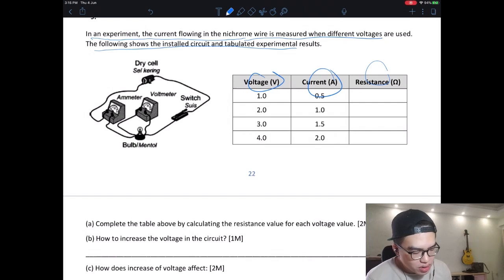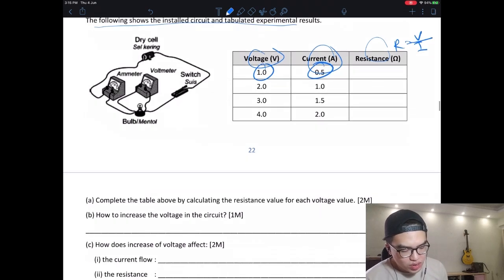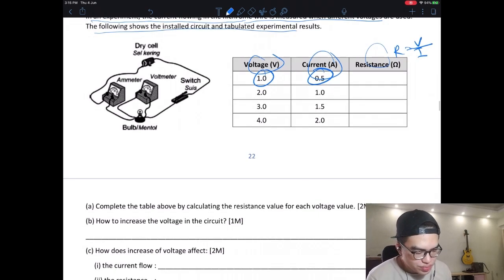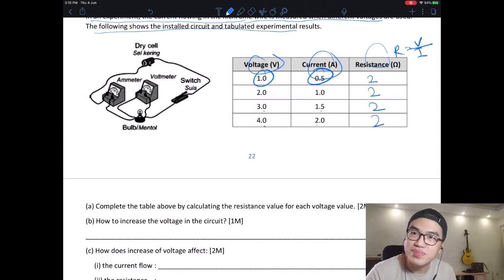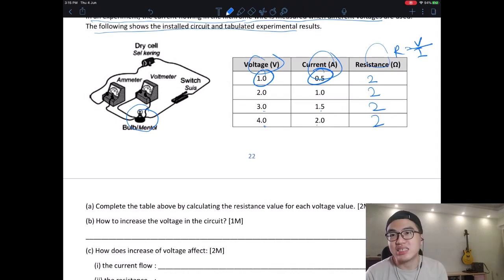Remember R is equal to V over I, which means this divided by this. So 1 divided by 0.5, you should get 2. 2 divided by 1, you get 2. 3 divided by 1.5, you get 2. 4 divided by 2, you get 2. So can you see? Resistance doesn't change. A light bulb will always have that resistance. You don't simply change your resistance.